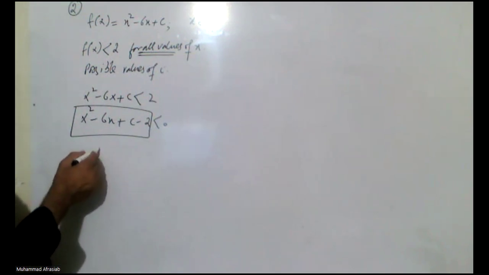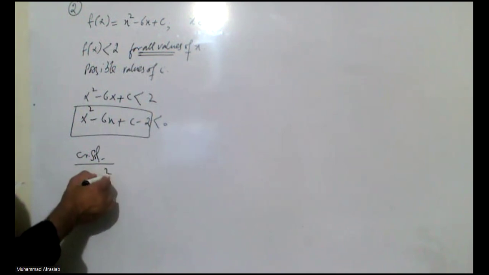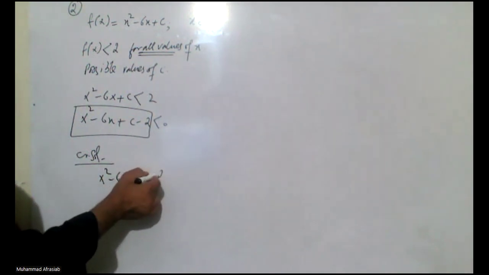Now we know that x square minus 6x plus c is less than 0, and it is true for all values of x. So it means if we draw the graph of this one, it is always not cutting the x-axis, it is always above the x-axis. So this means x square minus 6x plus c minus 2 is less than 0. We first write the critical solution, that x square minus 6x plus c minus 2 is equal to 0.